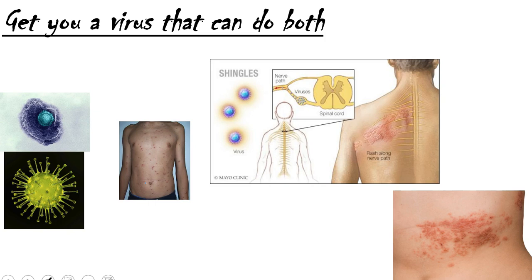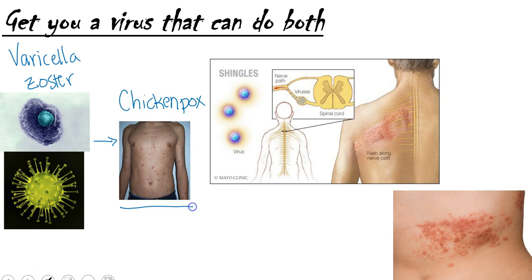Now, there are some viruses that can do both. One of those is chickenpox. So this is our chickenpox virus, or our varicella zoster virus. And in children, it causes chickenpox. Most people don't get chickenpox anymore because we have vaccines, all right? This is what chickenpox used to look like. It caused an all-over rash, fever. It was not that severe of a disease, right? Chickenpox is a lytic cycle virus.